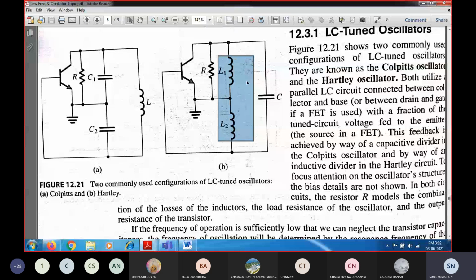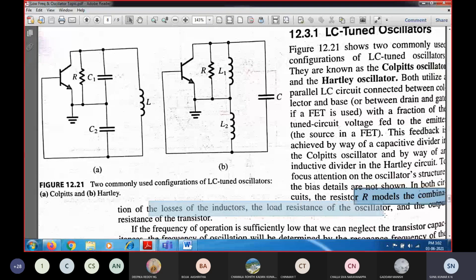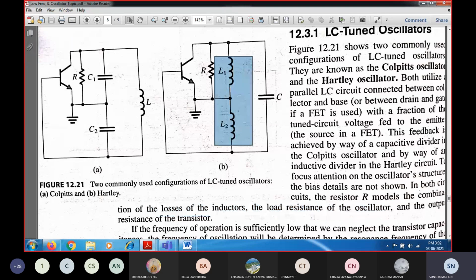Along with those components, we are going to have a resistance R. R is used to model the combination of the losses of the inductors and the load resistance of the oscillator. Practical inductors and capacitors are going to have a leakage loss, and that loss has to be overcome. In order to model that, we use a resistance R, which is connected between the collector and emitter.